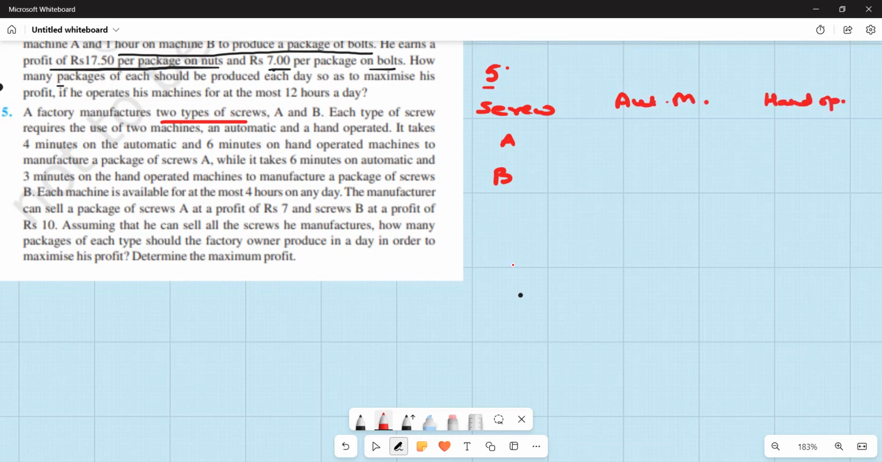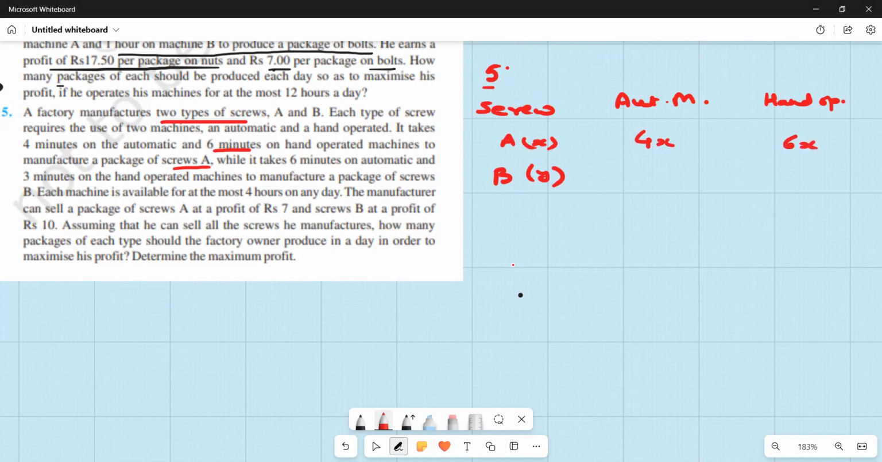So it takes 4 minutes on the automatic and 6 minutes on the hand operated machine to manufacture packages of screw A. So let x packages be made of type A and y packages of type B. And how much time is it taking on automatic machine? 4 minutes on automatic and 6 minutes on this. So this is 4x and this is 6x, right?